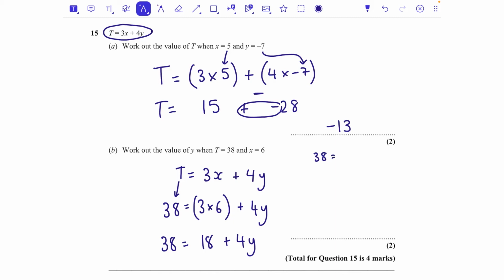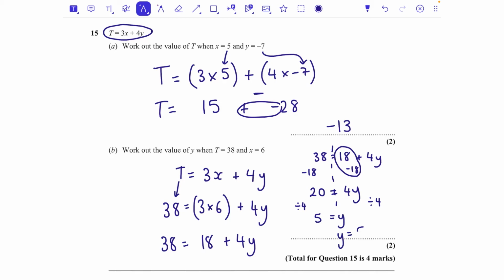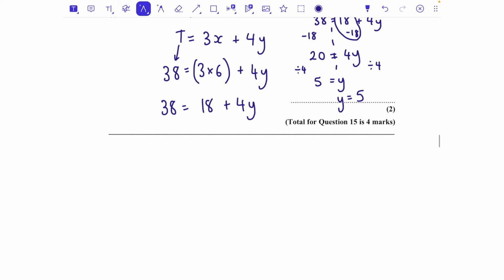Let me write it again up here. Let's start by taking 18 away from both sides. So 20 is what we'd be left with, and that equals 4y. I've taken away this 18, that's gone, and I'm just left with 4y. If 4 lots of y is 20, we're going to divide both sides by 4. So 5 is y, or y is 5 would be your answer there.